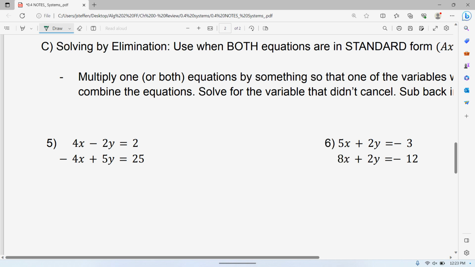So the way we do this is ultimately we want to have two numbers in our equation that are equal but opposite, which means they're the same number, one's positive, one negative. So number 5, we have +4, -4. We're sitting pretty good on that. If we don't have that, then we're going to need to manipulate a little bit. So that's what it says up there at the beginning. You multiply one or both equations by something, get equal but opposite variables, and then you combine those equations. When you combine them, the variables cancel.